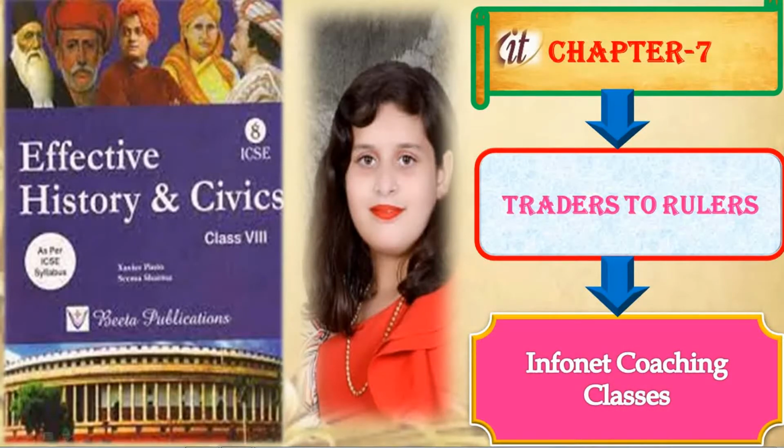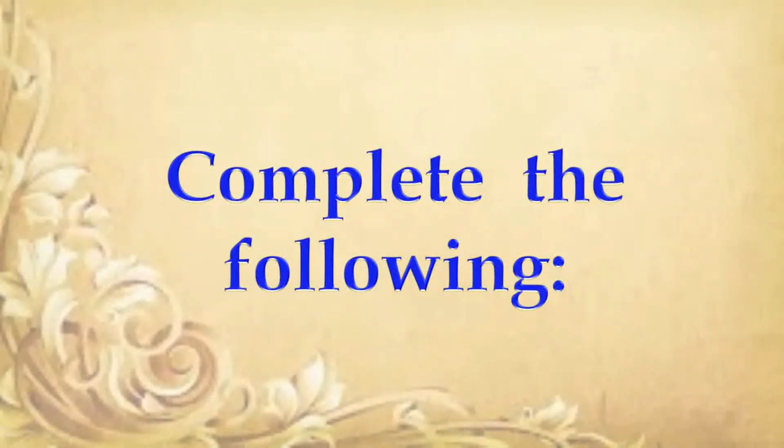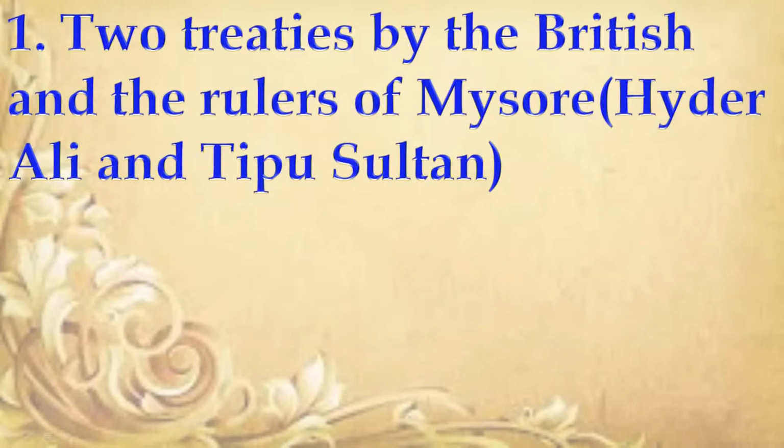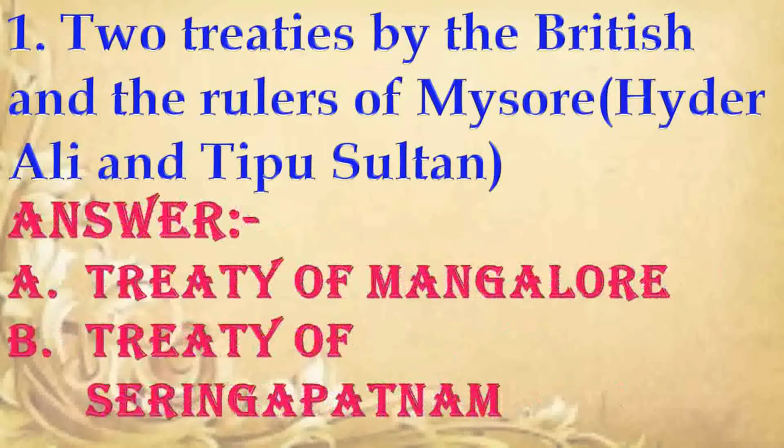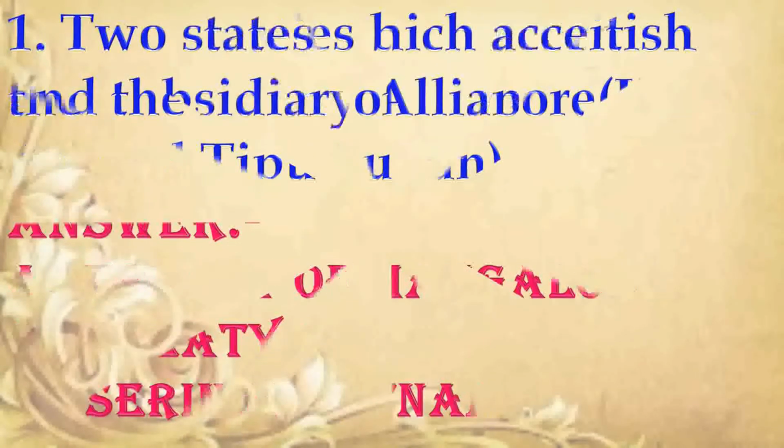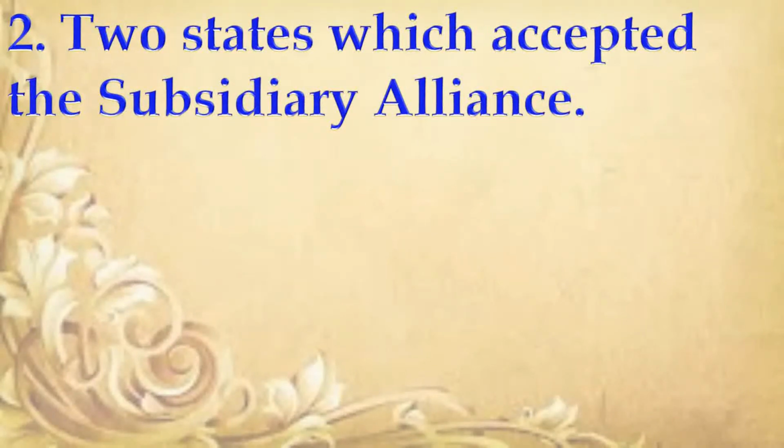Today we are going to discuss Class 8, Christian Civics, Chapter 7, Traders to Rulers. So let's see. Complete the following. Two treaties by the British and the rulers of Mysore, Hyder and Tipu Sultan. Answer is Treaty of Mangalore, Treaty of Seringamapatnam. Next question. Two states which accepted the Subsidiary Alliances.